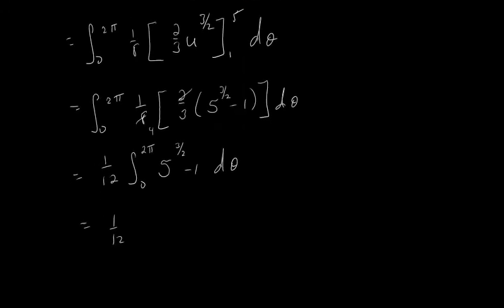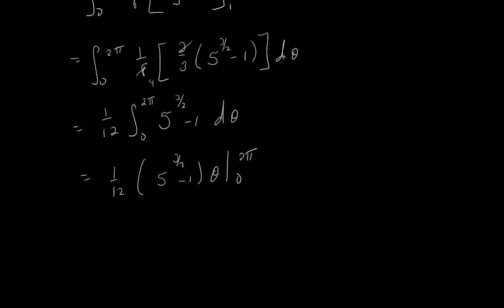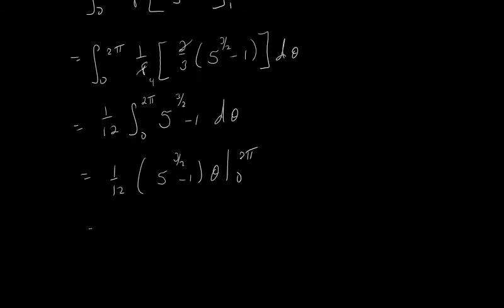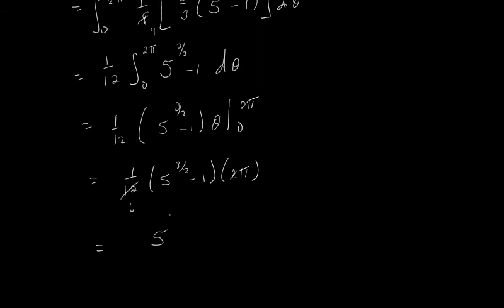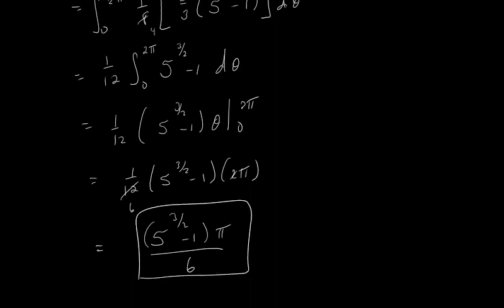So that's going to be 1/12 times 5 to the 3/2 minus 1 times theta, evaluated from 0 to 2 pi. So when I plug in a 0, it'll zero out. So I end up with 1/12 times 5 to the 3/2 minus 1 times 2 pi. So the 2 will cancel there, leaving me a 6. And what we end up with is 5 to the 3/2 minus 1 times pi divided by 6. And we will put a box around that.